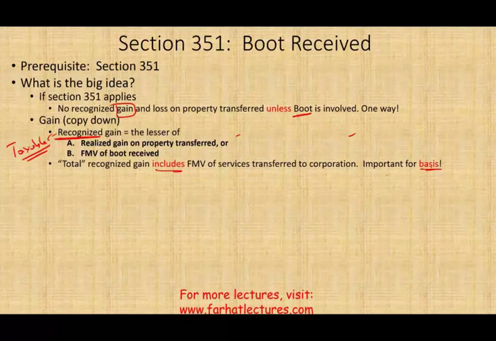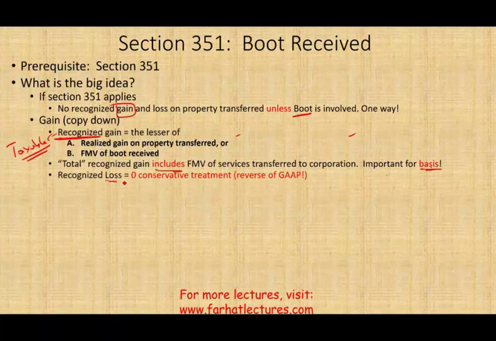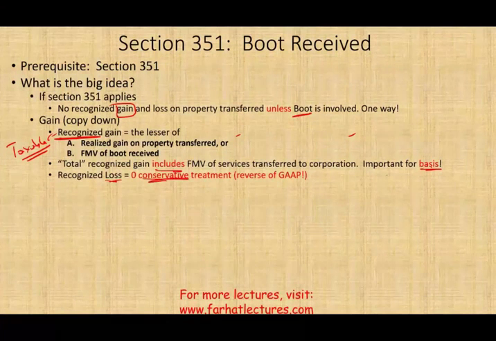Okay. So what about losses? Well, we recognize no losses if we incur losses. And this is basically, we are being conservative. Well, you're saying, hold on a second, this is exactly the opposite of what I learned in GAAP. In GAAP, we said recognize losses to be conservative and defer gain. Well, for taxes, it's the exact opposite. If you have a gain, recognize the gain, but no losses. So if we have any losses, we don't recognize the losses because we are being conservative. That's conservatism in tax, which is the opposite of GAAP.